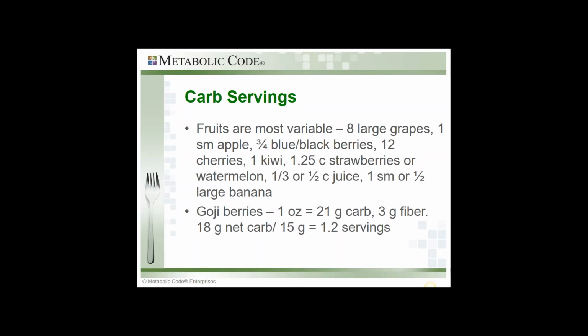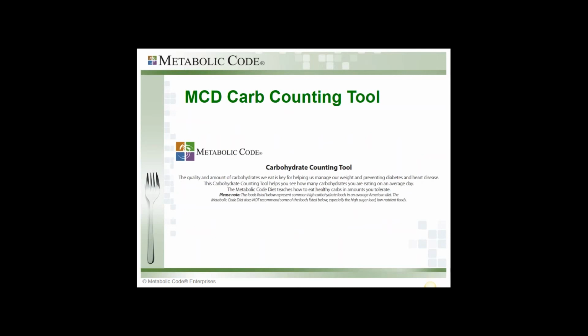But 21 grams of carbohydrate, and if you subtract the 3 grams of fiber, that's 18 grams net carb, divided by the 15 grams per serving. That's a little over 1 serving if you eat 1 ounce of goji berries. Okay, so this is the process.